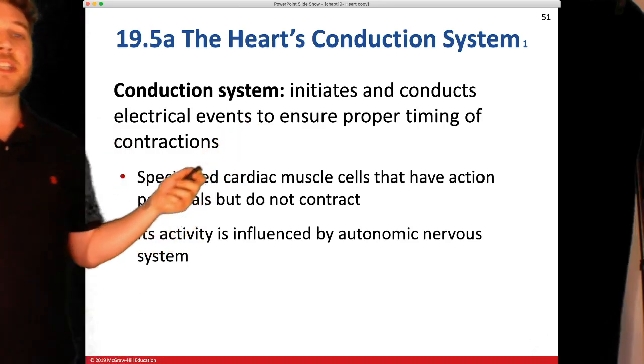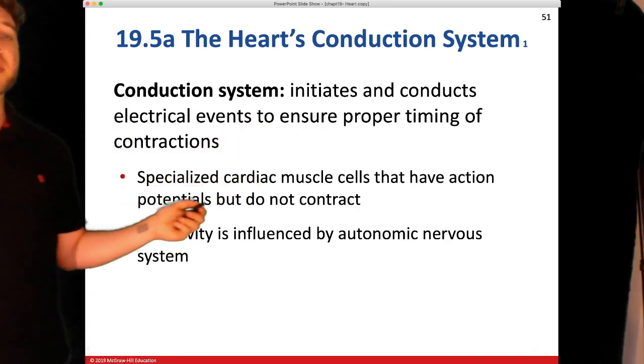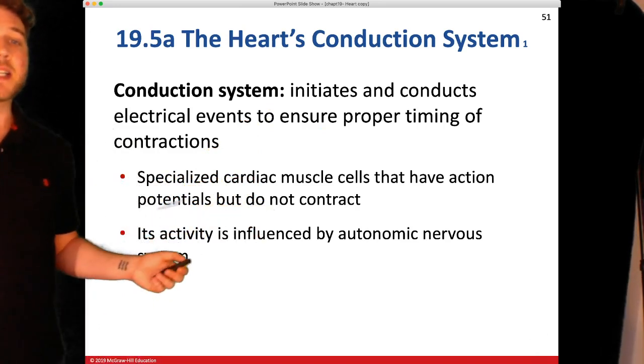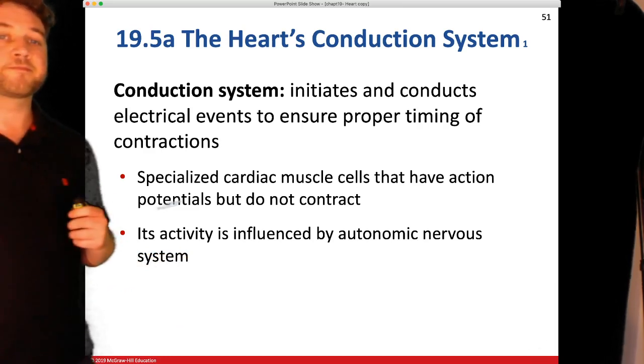The conduction system initiates and conducts electrical events to ensure proper timing of contractions. You have special cardiac muscle cells that have action potentials but do not contract, and its activity is influenced by the autonomic nervous system, your ANS.